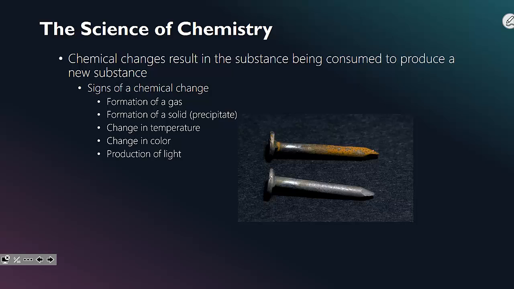And lastly, if there's a change in color, specifically a loss of luster, metals will react with the oxygen in the air to make oxides or rust. So this iron nail will become iron oxide. It rusts in the presence of air. All five of these are signs that a chemical reaction could be occurring. Not all five have to occur simultaneously, but you can see them as a clue that perhaps a chemical reaction is occurring.